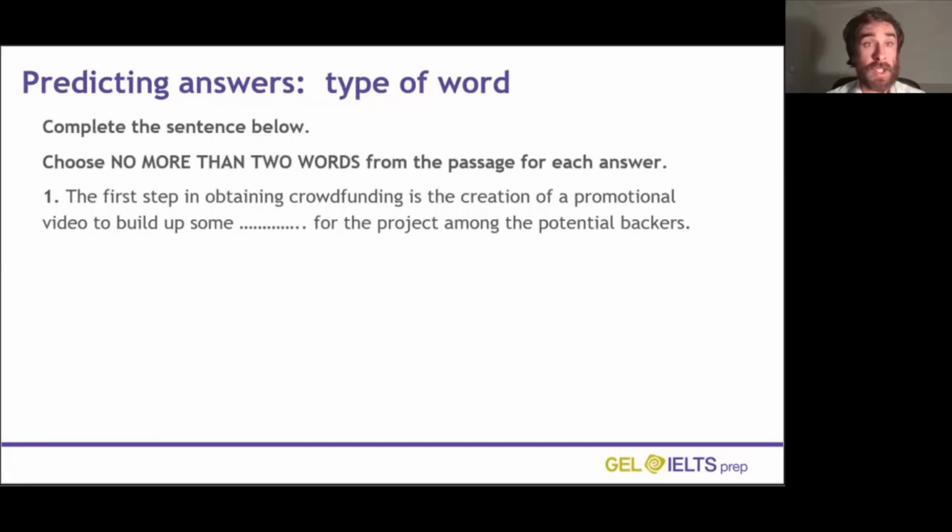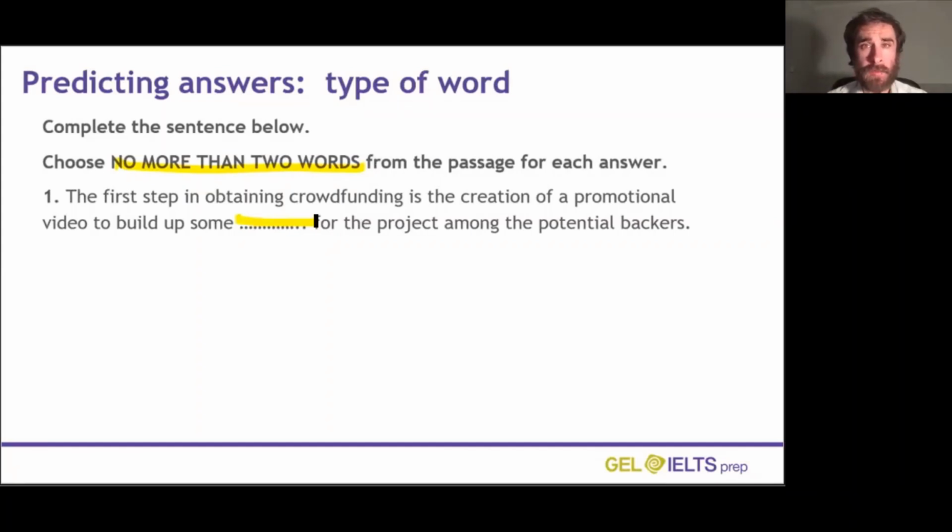First, let's read the instructions. Complete the sentence below. Choose no more than 2 words from the passage for each answer. No more than 2 words tells us that if we write 3 words, we will get 0. 1 word or 2 words could be correct here. Now, let's look at the context around the space. So we have a space here, and before it, we have the word some. So to build up some, and then the space.